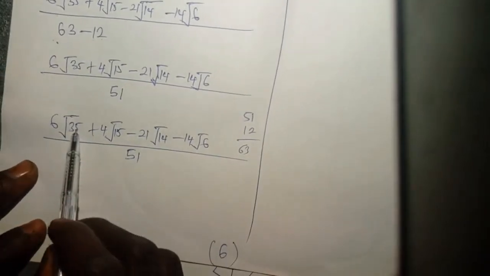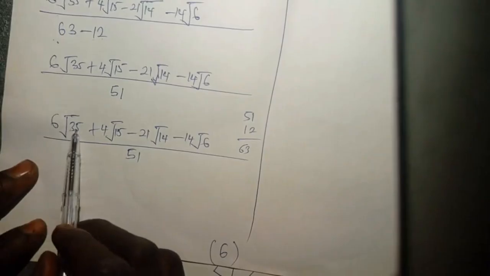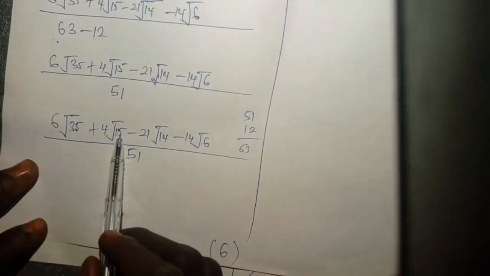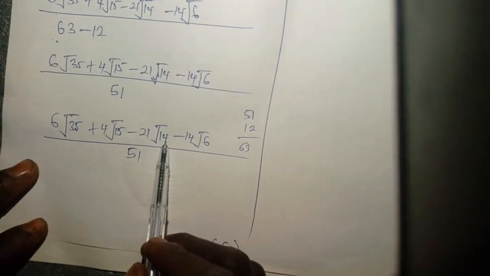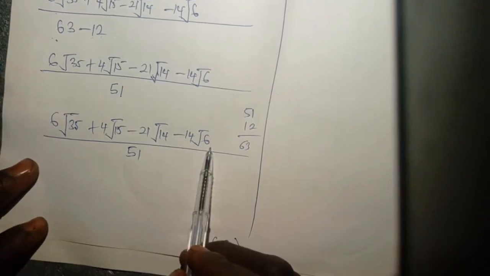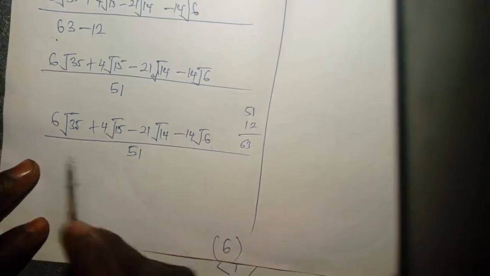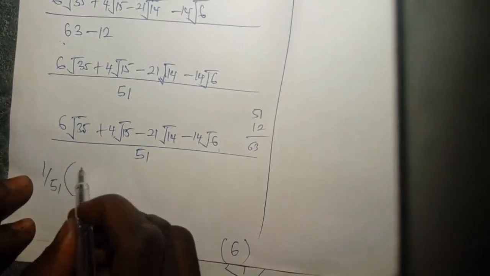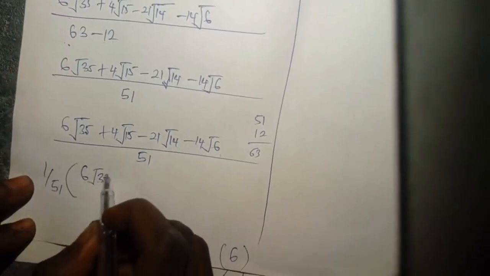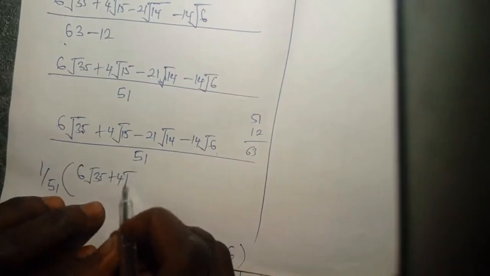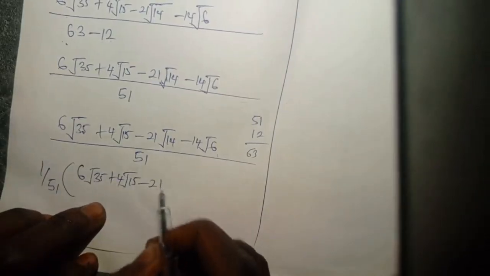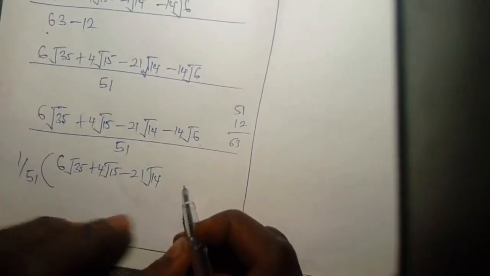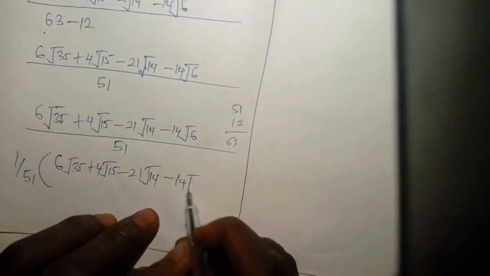So this cannot be rationalized, cannot be simplified further. So we can leave them like that and then just write 1 over 51 into 6 root 35 plus 4 root 15 minus 21 root 14 and then minus 14 root 6.